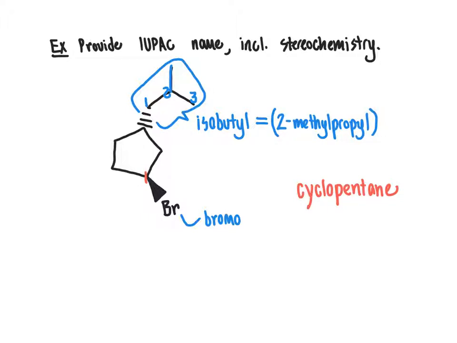Then we take the shortest path around the ring to get to the branch that's next. So that's going to take us this way, 1, 2, 3, 4, 5. So at position 1, we have a bromine. Position 3, we have the isobutyl group. We plug those into our name here.